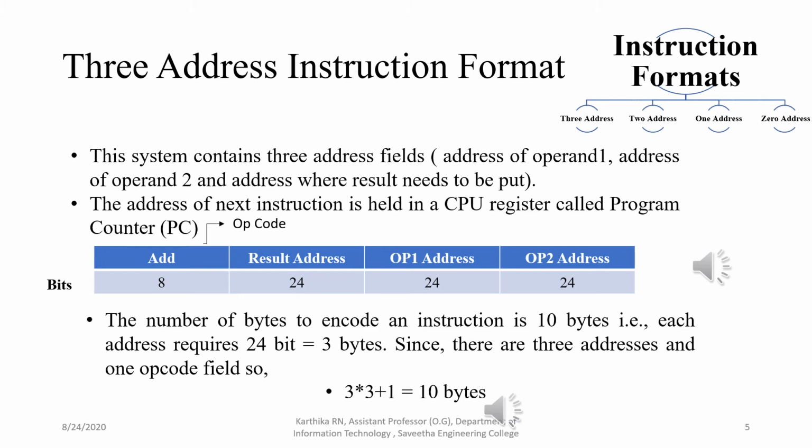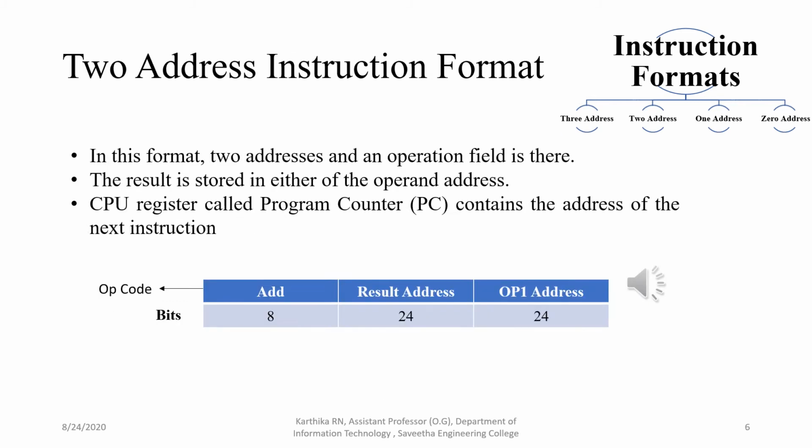The memory access required for this instruction is 7 words: 4 words for instruction fetch, 2 words for operand fetch, and 1 word for the result to be placed back in memory. In the two address instruction format, we have two addresses and an operation field. The result is stored in either of the operand addresses, either the first operand or the second operand.